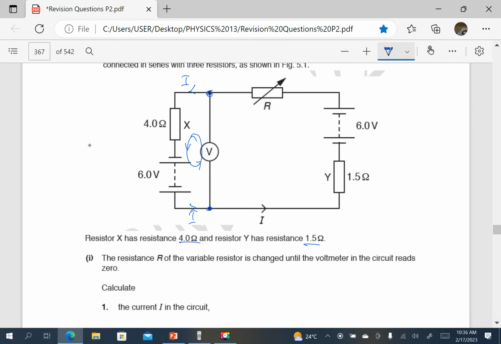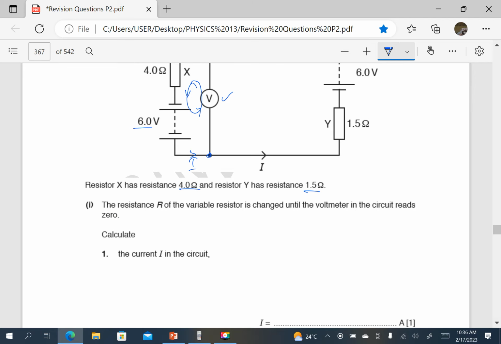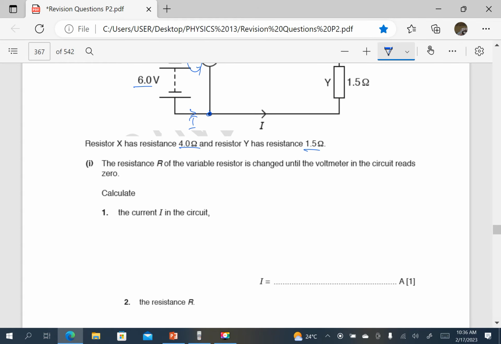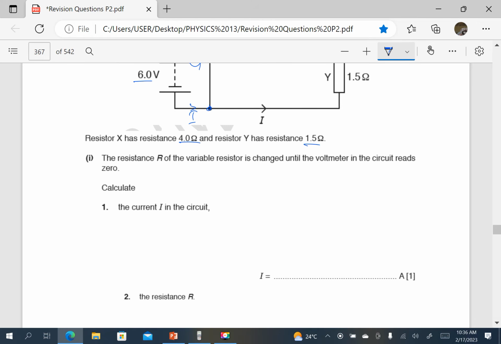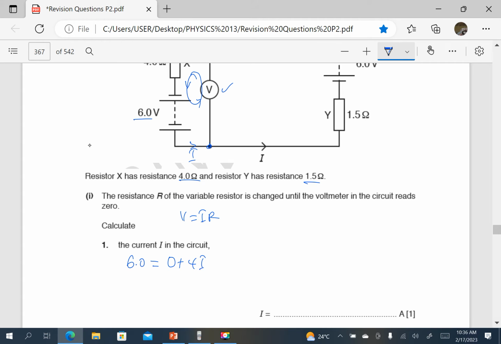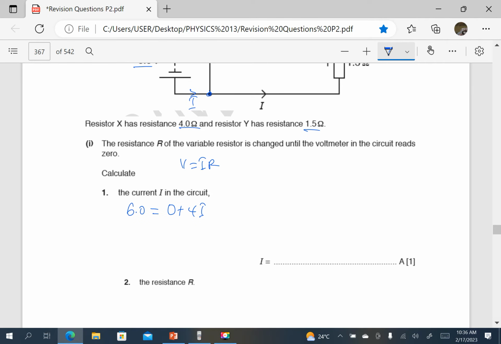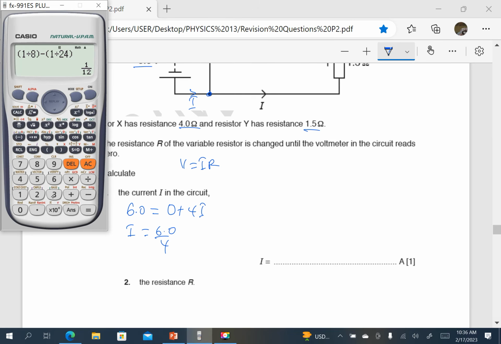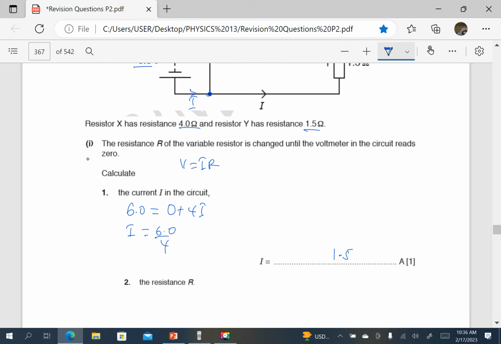The potential difference here is 0, and here the EMF is 6. The sum of the EMFs is equal to the sum of the PDs for a closed loop. So 6.0 should be equal to the sum of the PDs, which is 0 plus we have a resistance 4. Remember, PD is equal to I times R, so this is going to be 4 times I. Therefore, the current I is going to be 6.0 divided by 4, which is 1.2. So the current I is 1.2 amperes.